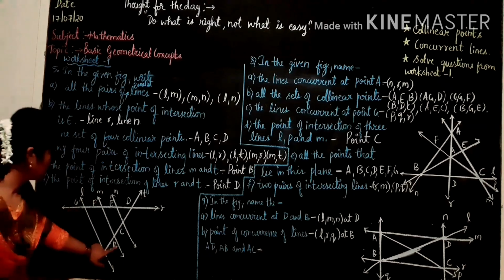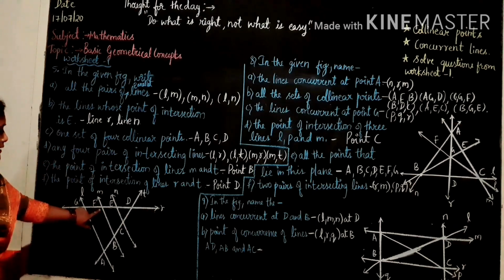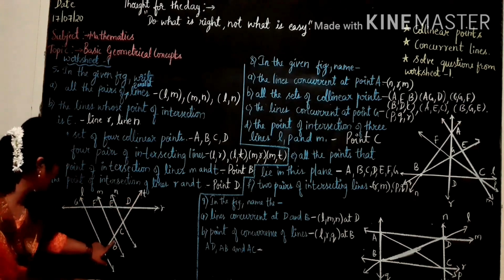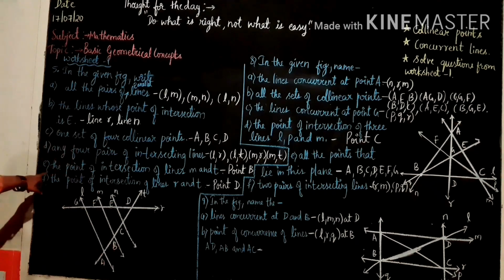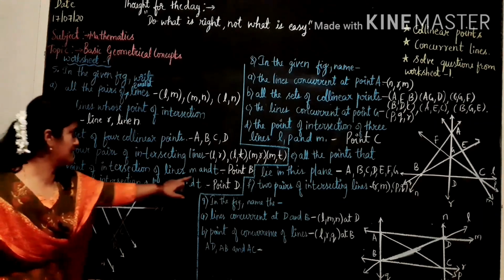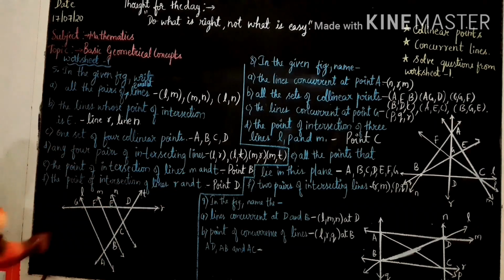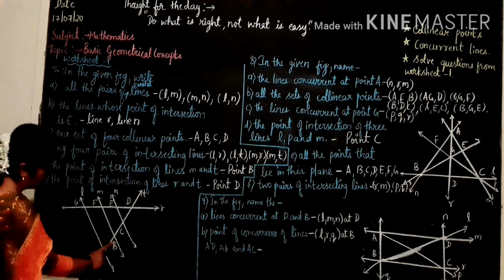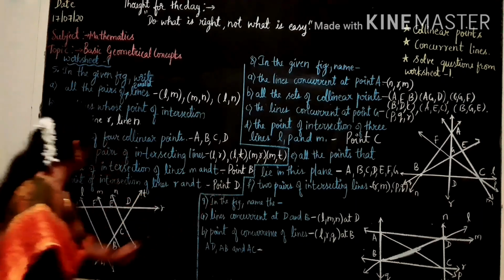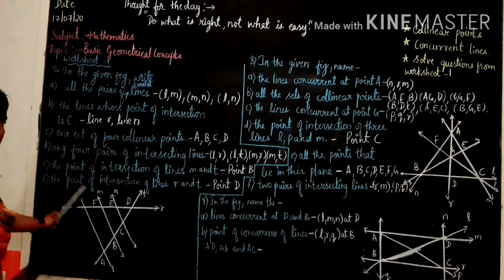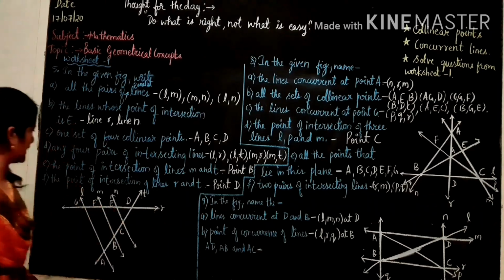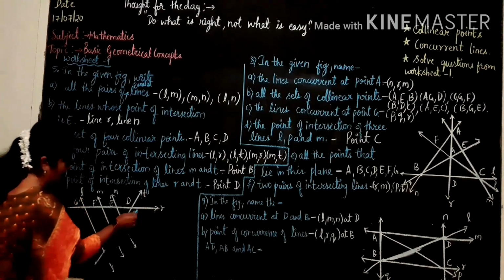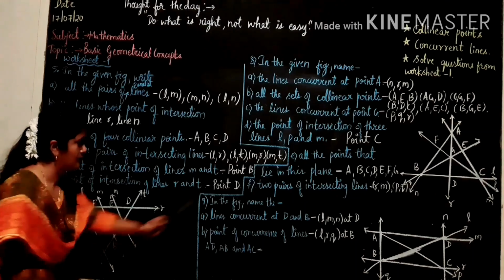Line M and line R intersecting at F. Line M and line T intersecting at point B. Point of intersection of lines M and T. Here the lines M and T are meeting at the point B. So the answer is point B. Then you have the point of intersection of lines R and T. This is line R and this is line T, and these two lines are meeting at a point D.